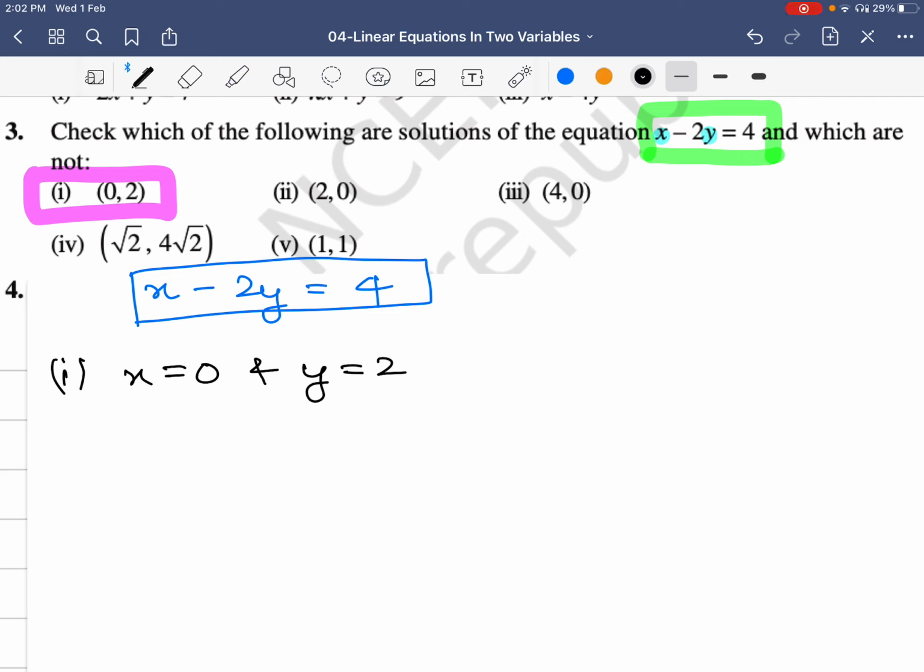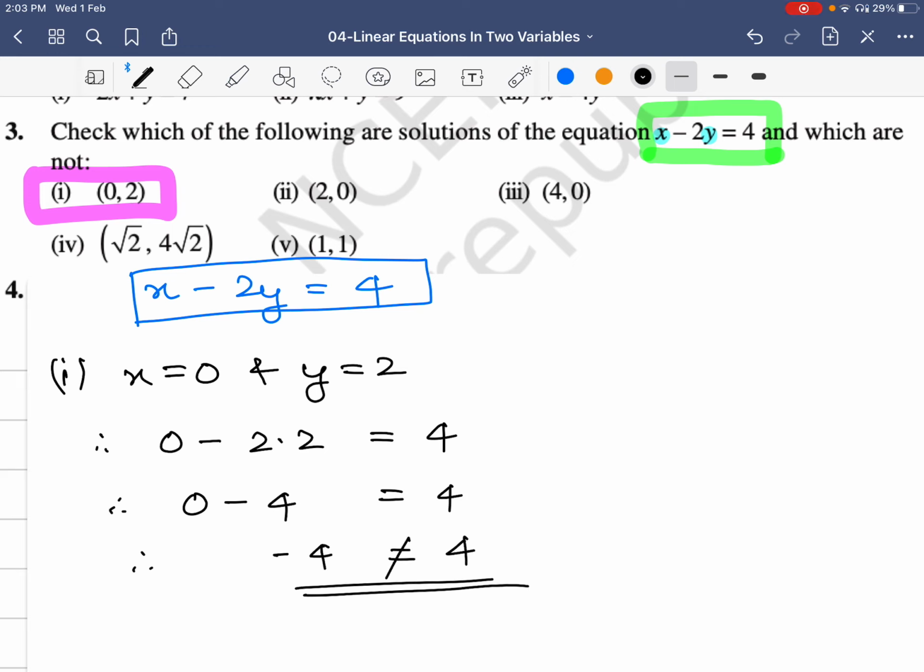Therefore, if you substitute, it will be 0 minus 2 into 2 is equal to 4. Therefore, it will be 0 minus 4 is equal to 4, and therefore minus 4 is equal to 4. Is minus 4 equal to 4? Obviously not. Minus 4 is not equal to 4. Which means that these two values of x and y do not satisfy this equation, which means this is not a solution of this equation. So, what we are going to do is erase all these things.